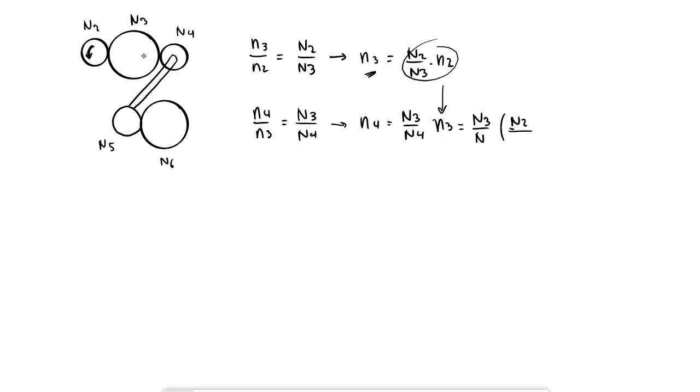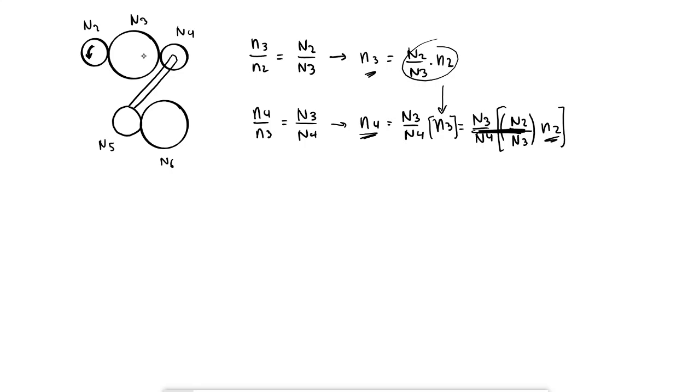N3 over N4, then N2 over N3 times N2. Basically, I replace this by this. And so what we realize is that N4 and N2, the relationship between those two is a ratio between the number of teeth. And again, it can be number of teeth or diameters.